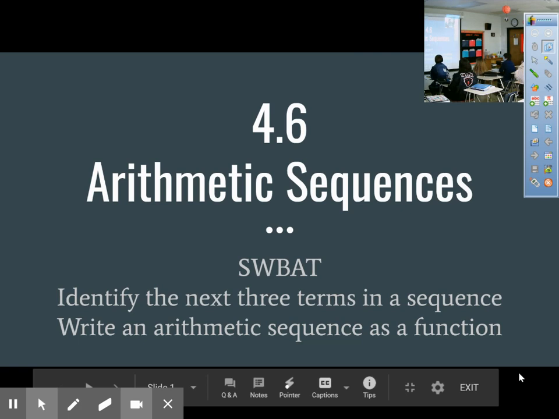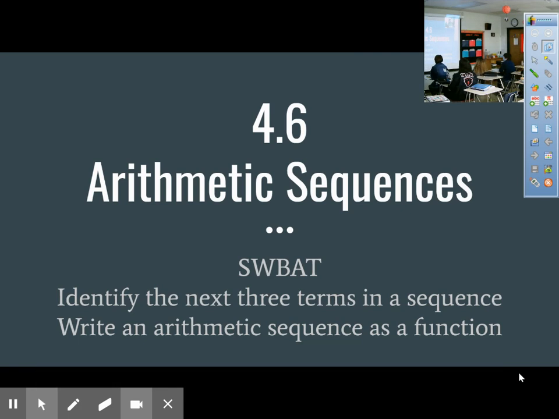Right, so 4.6, arithmetic sequences. Students will be able to identify the next three terms in a sequence and write an arithmetic sequence as a function, okay? So they're going to give you pretty much a sequence, and then we're going to use that sequence, the patterns, in order to write a function for it.